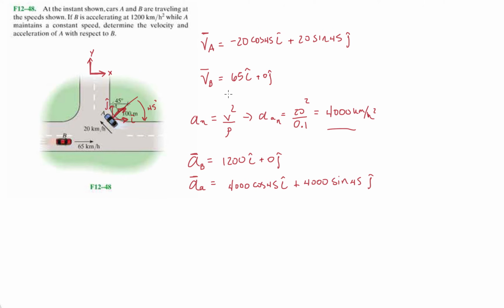Now we just have to solve for the relative velocities. They want the velocity of A with respect to B. Oh, this one is different. The velocity of A with respect to B. So what is the velocity of A?